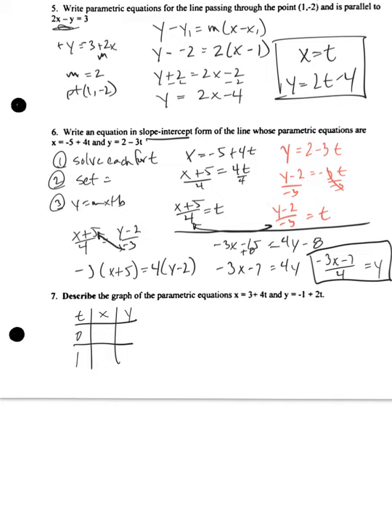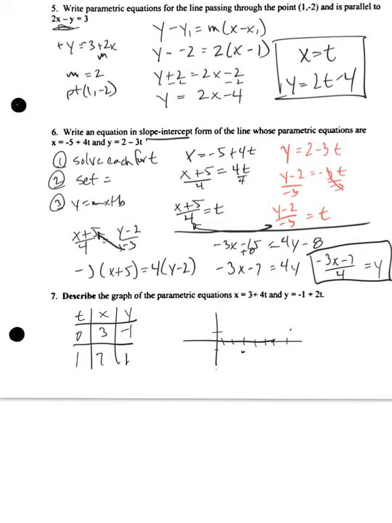So when you plug a 0 in there for x, we get 3. Plug a 0 in there for y, we get negative 1. And you plug in a 1 here, we get 7. And when we plug in a 1 for this one, we get negative 1 plus 2, so we get a positive 1. So I'm going to draw a quick graph just to take a look at what this is. There's our first point, and then of course our second point goes over here.